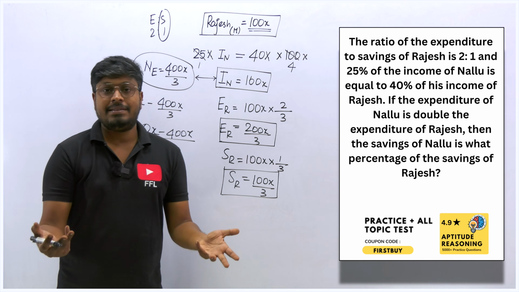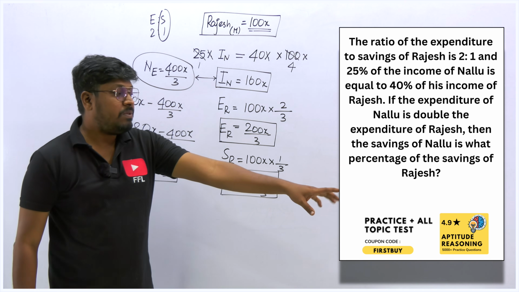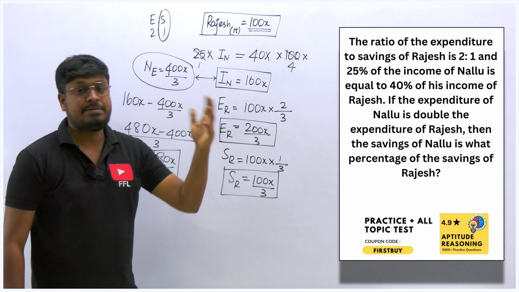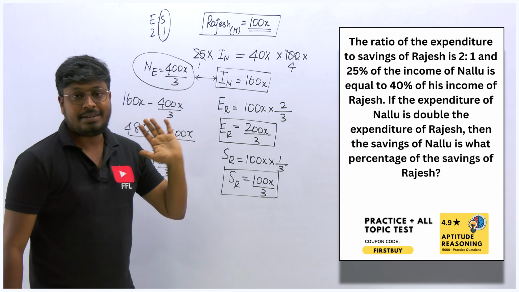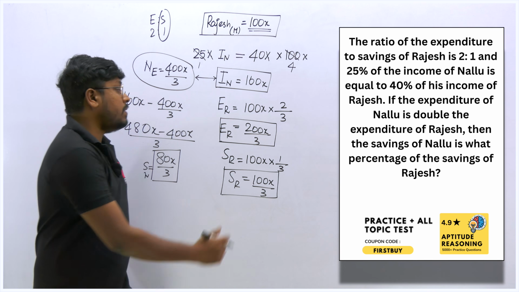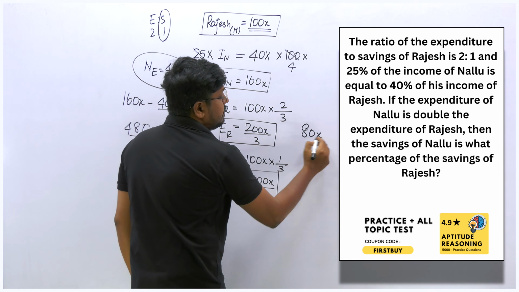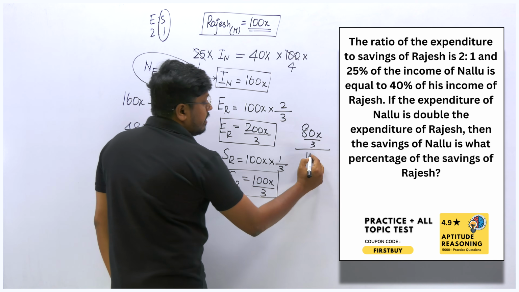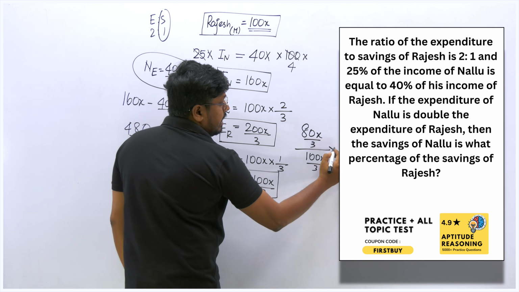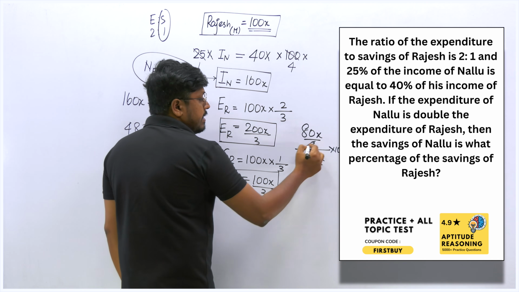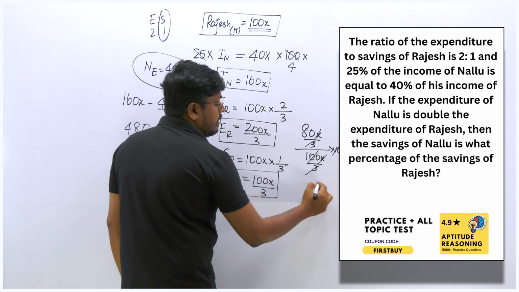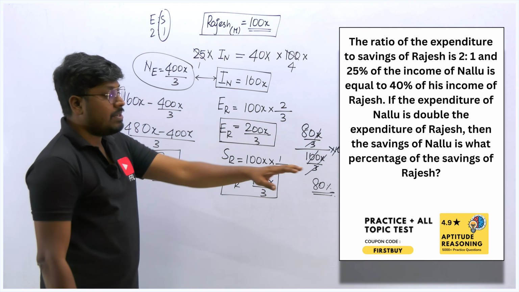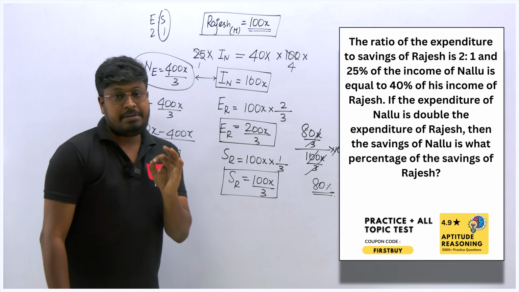So now finding the answer is very simple, right? Because we need to find the savings of Nallu is what percentage of the savings of Rajesh, just x by y. So substitute and find the answer, right? So savings of Nallu will be 80x divided by 3, divided by Rajesh savings, which is 100x divided by 3, into 100. So we can cancel 3 and 3, x and x, 100 and 100. So the answer will be 80%. So the answer for this question, that is the third question, is 80%, right?